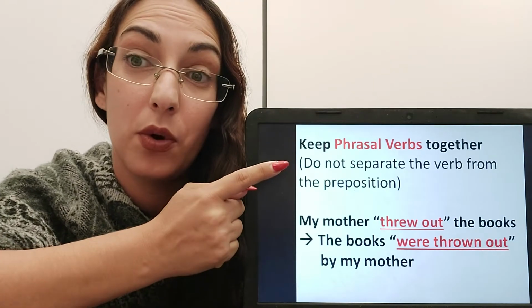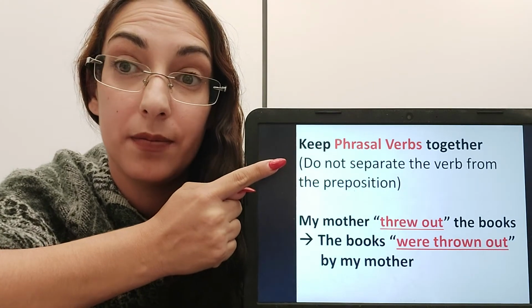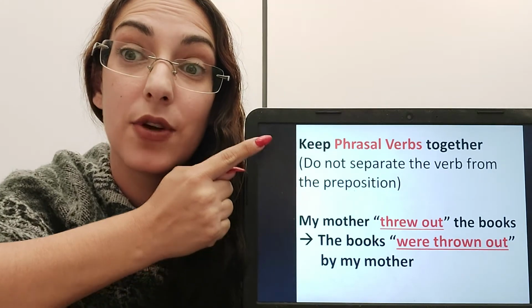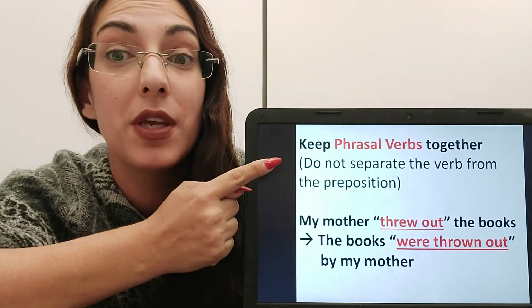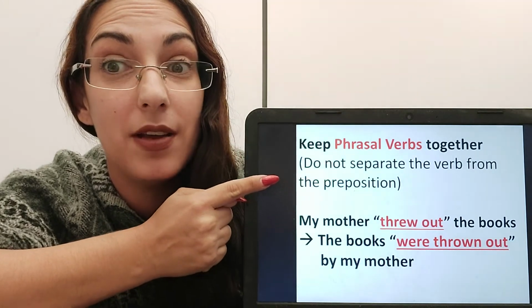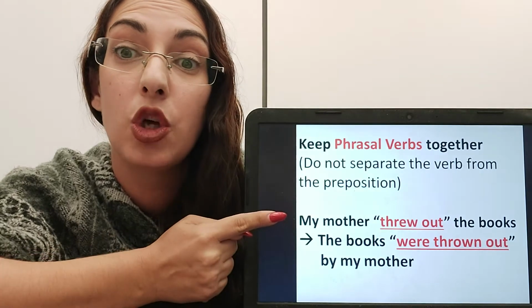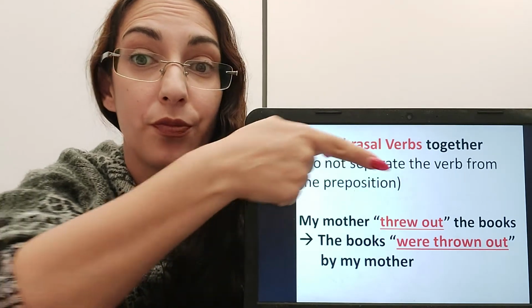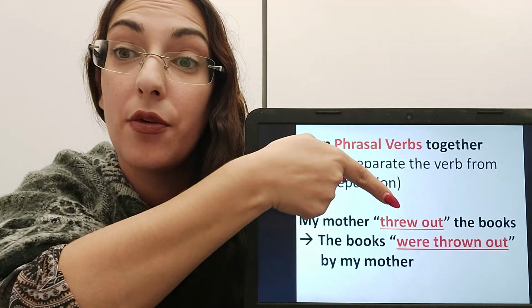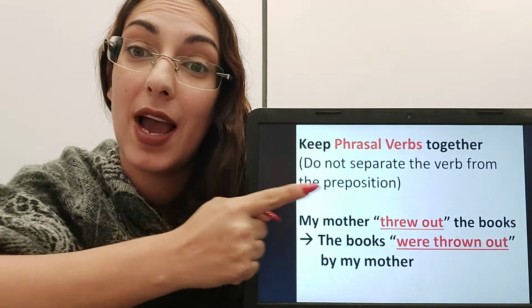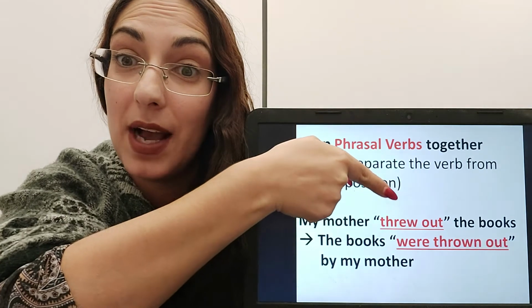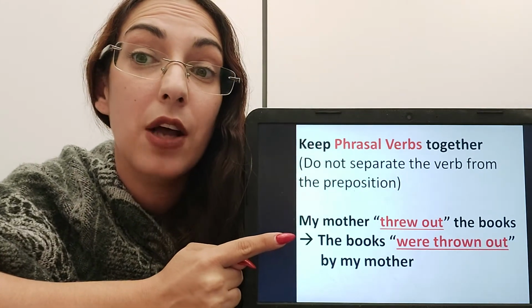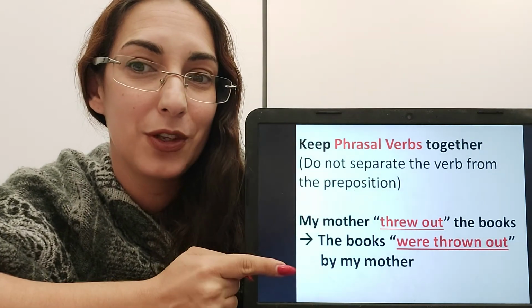Now, very important, we keep phrasal verbs together when we have passive transformations. So we don't get rid of the preposition. We keep it on the verb. So my mother threw out the books. So out is your preposition and threw is your verb. So I have to keep these two together, even in passive. So the books were thrown out by my mother. So make a note of that.